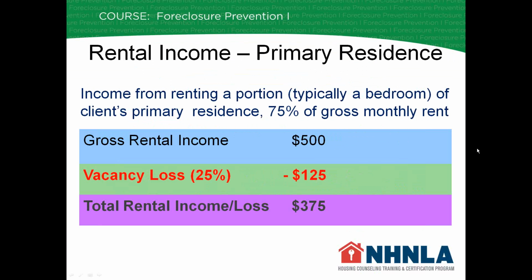Well, we have to calculate for vacancy, and that standard is 25%. So we're going to subtract $125, which means we can only count $375 as income for that particular homeowner. So let's think about that just for a second. We can only count 75% of the gross monthly rent as income.